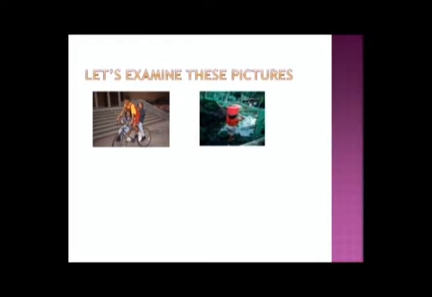Now, let's examine these pictures. Look closely at them. What is happening in the first picture? What is happening in the second picture?